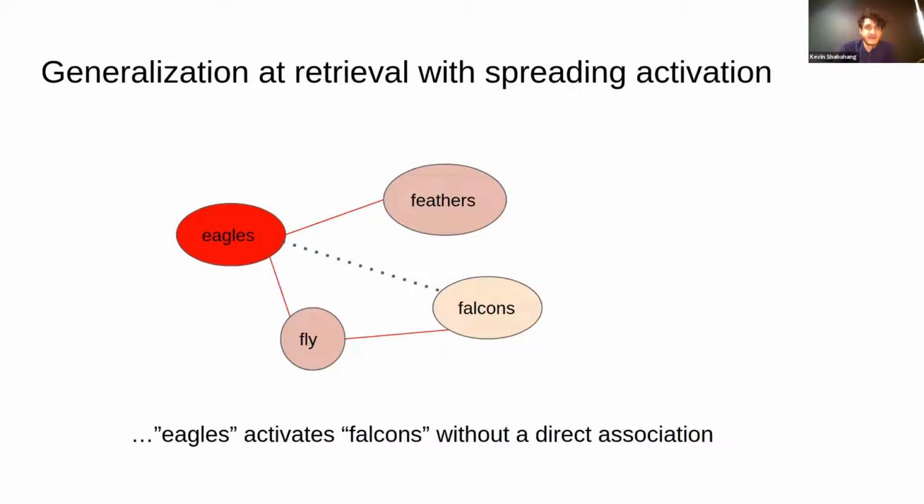More specifically, one way you can think about generalization in our system is through triadic closure. So a triad is essentially three nodes. For example, eagles, fly, and falcons form three nodes, but fly is only connected to eagles and falcons, and falcons isn't connected to eagles. But through triadic closure, you get that sort of induced relationship between eagles and falcons.